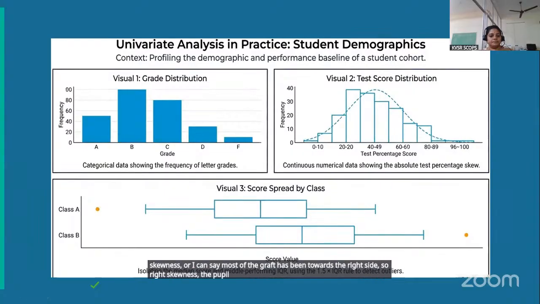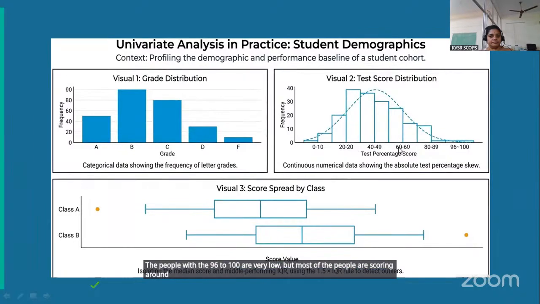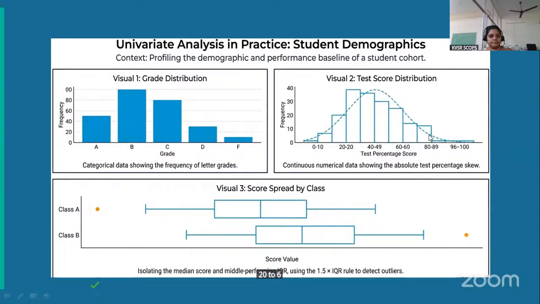the people with the test percentage score of 96 to 100 are very low. But most of the people are scoring around 20 to 60 percentile. So the distribution is towards the right side. So right skew is happening in the data distribution.